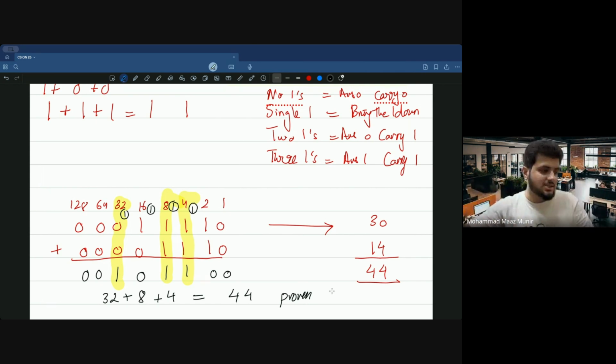Did you guys get this? This is the most simplified shortcut method which you guys can know. If there are no ones, answer is 0, carry is also 0. If there is a single one, bring the 1 down. If there are two ones, the answer is going to be 0 and the carry will be a 1. If there are three ones, answer will be 1, and carry will also be 1. So is this clear? Good.